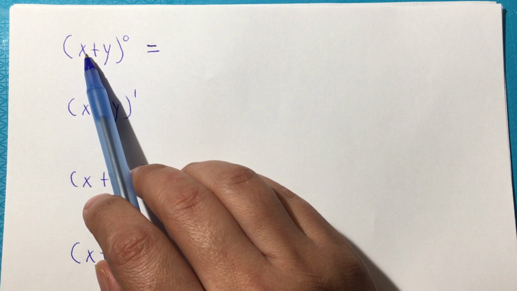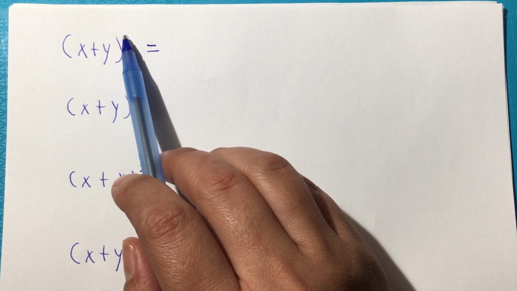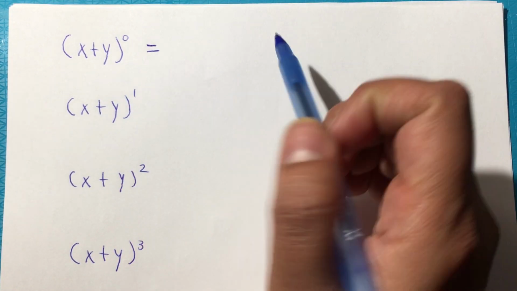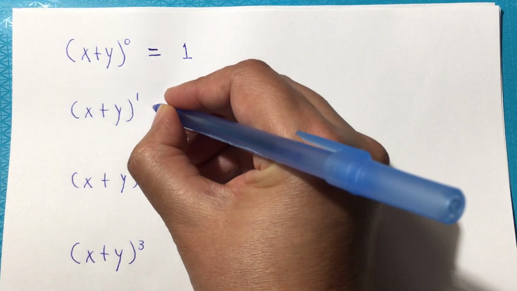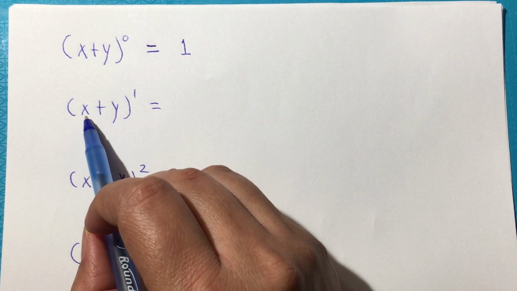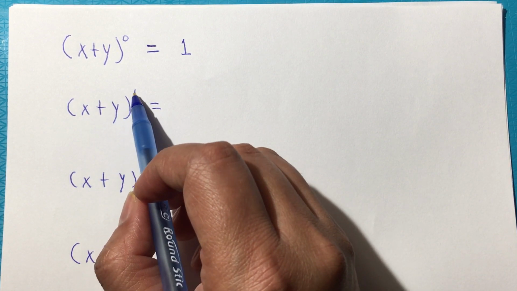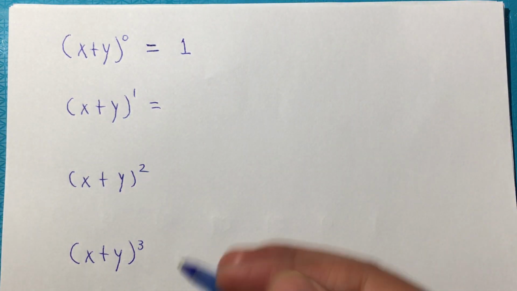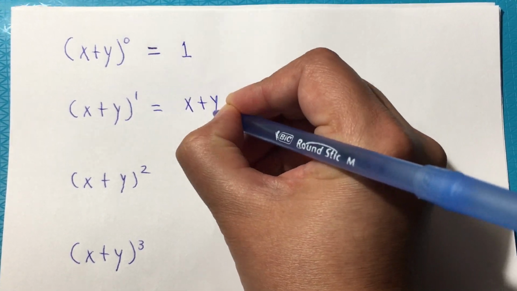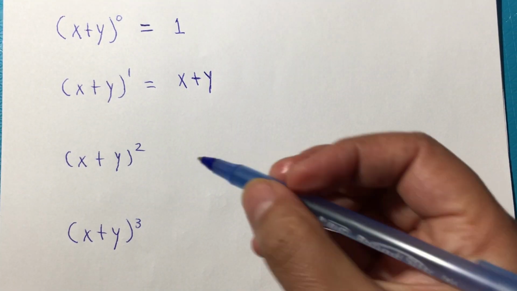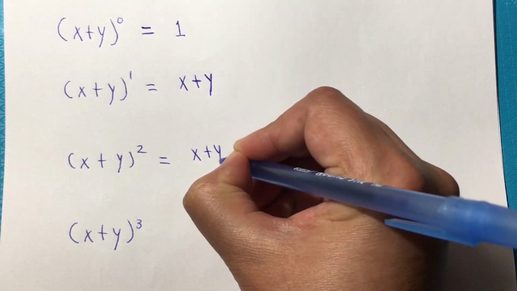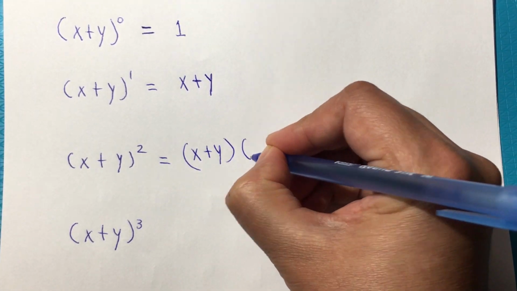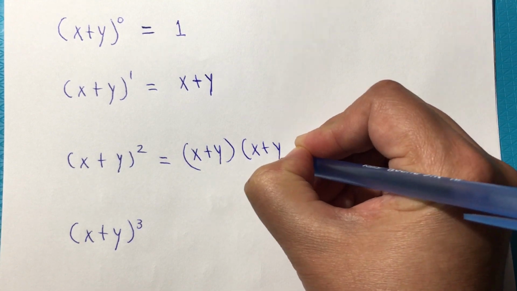So in here we have x plus y to the power of 0. Anything to the power of 0 will always be 1. Right here we have x plus y to the first power. That's just x plus y. In here we have to multiply x plus y times x plus y 2 times.